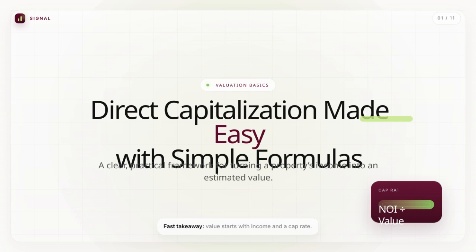Keep in mind, the takeaway is that the property's value hinges directly on two things: its income and the cap rate used. This approach makes it easy to turn income numbers into an estimated market value quickly and effectively.